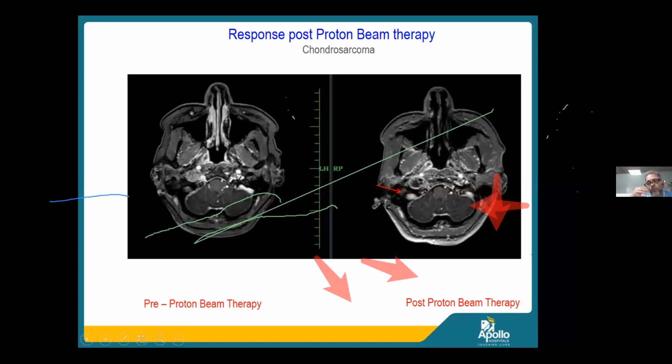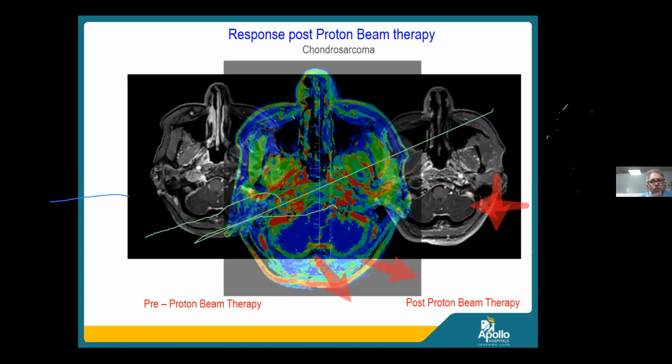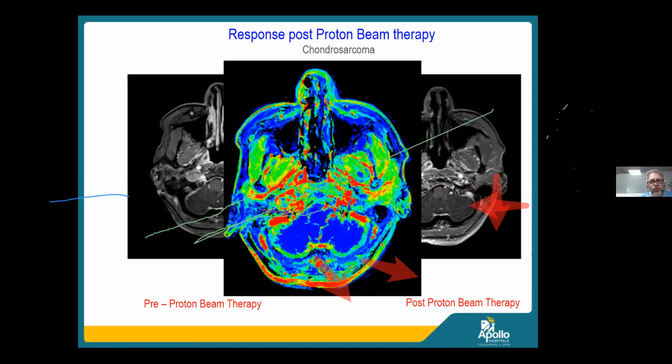This could possibly be because of higher RBE. Again, a quiz question: 1.1 to 1.2 is the RBE, the relative biological effectiveness of proton as compared to photon, dose to dose. And this could also be because of the high dose that we can accomplish with proton therapy as compared to photon therapy. We also use surrogate endpoints like perfusion scans to demonstrate this response.